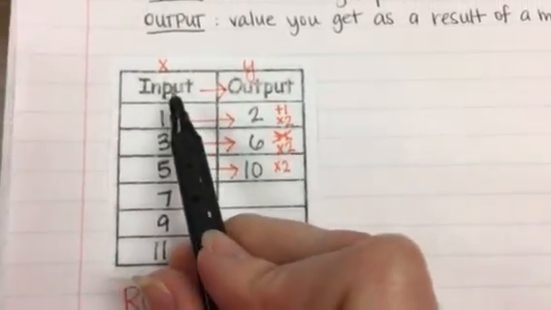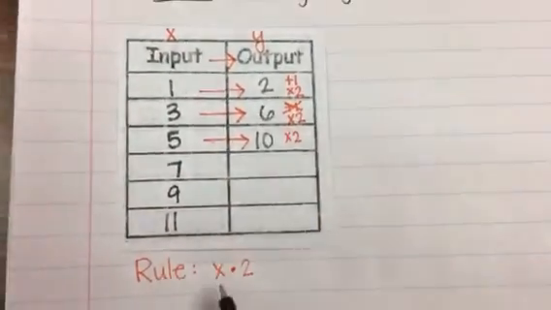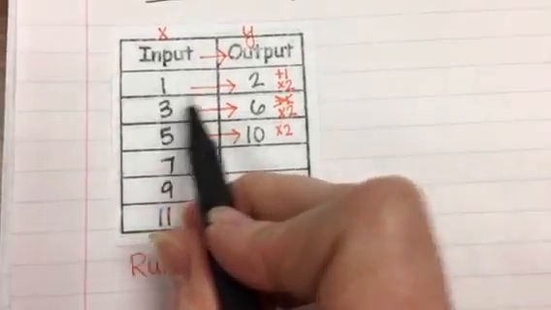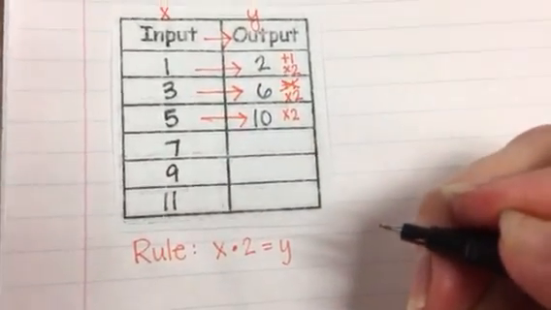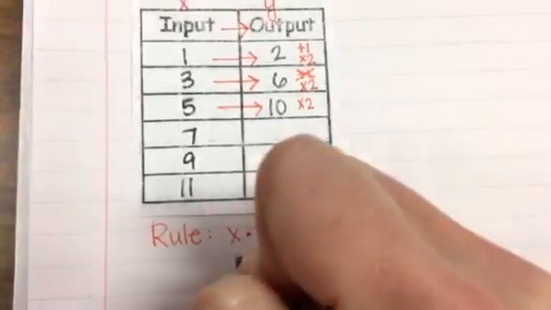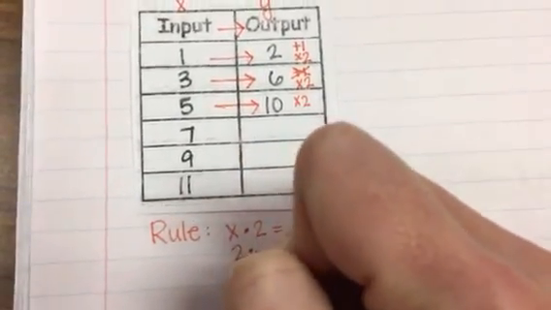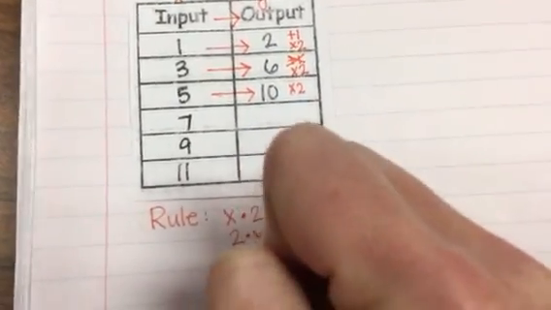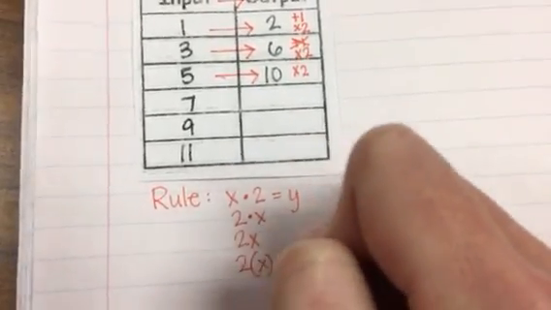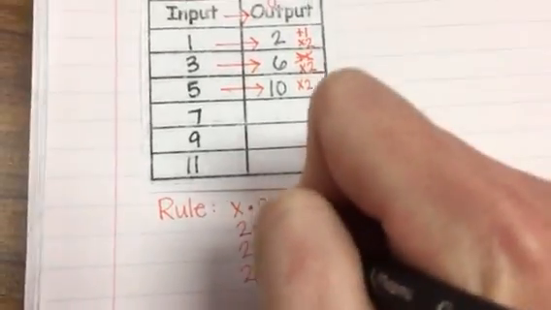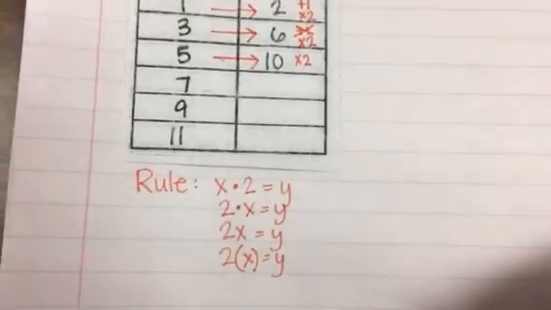So remember, these are our x's, these are our y's. So we took our x and we multiplied it by 2 to get to our y. Now there are other ways that this can be written. We can do 2 times x, we can do 2 with an x beside it, we can also do 2 parentheses x. All of those are acceptable function rules.